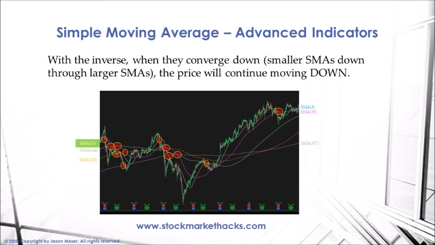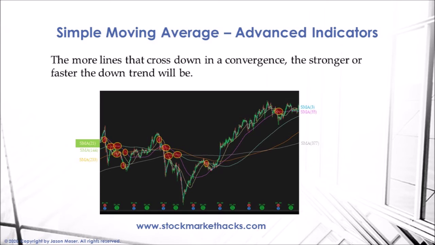With the inverse, when they converge down, smaller SMA values down through larger SMA values, the price will continue moving down. The more lines that cross down in convergence, the stronger or faster the downtrend will be.